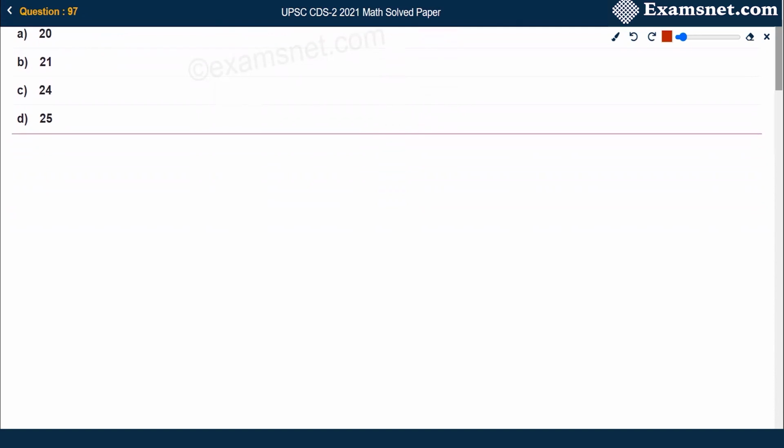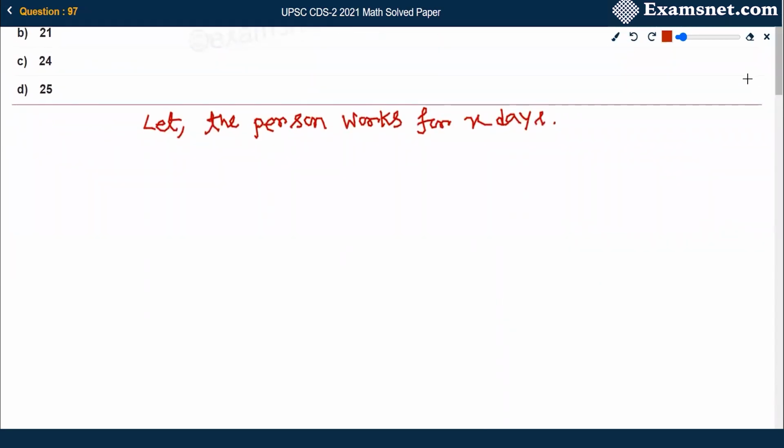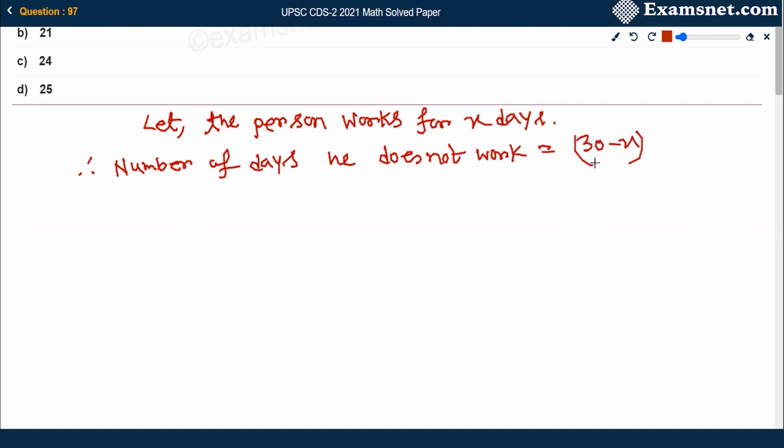So we can assume let the person work for X days, right? He agrees to work for 30 days, but the person only works for X days. That means the rest of the days he was absent, correct? So the number of days he does not work is 30 minus X.